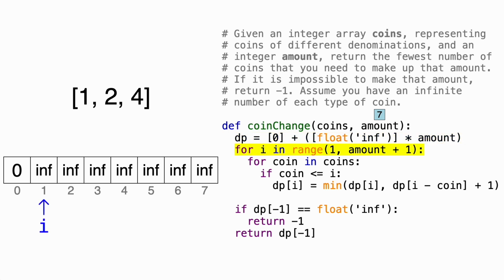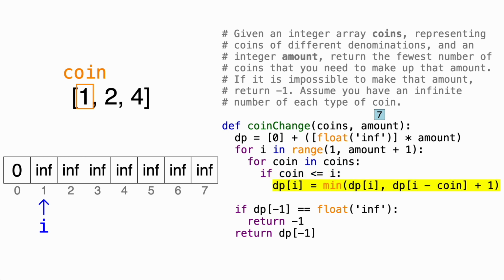Next, we're going to iterate through the array starting at index 1 using the variable i. We also have an inner loop, which is going to iterate over the coins array using the variable coin. So for each index, we're going to try subtracting each coin amount from that index. But before we subtract the coin from the index, we'll first check that the coin amount is less than or equal to the index. Otherwise, we'll end up with a negative number and go out of bounds. Right now, i equals 1 and coin also equals 1, so we can proceed.